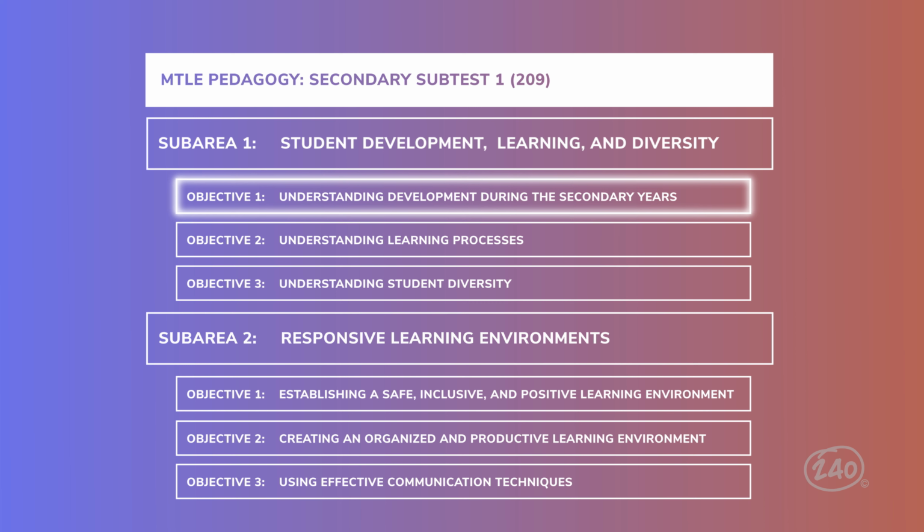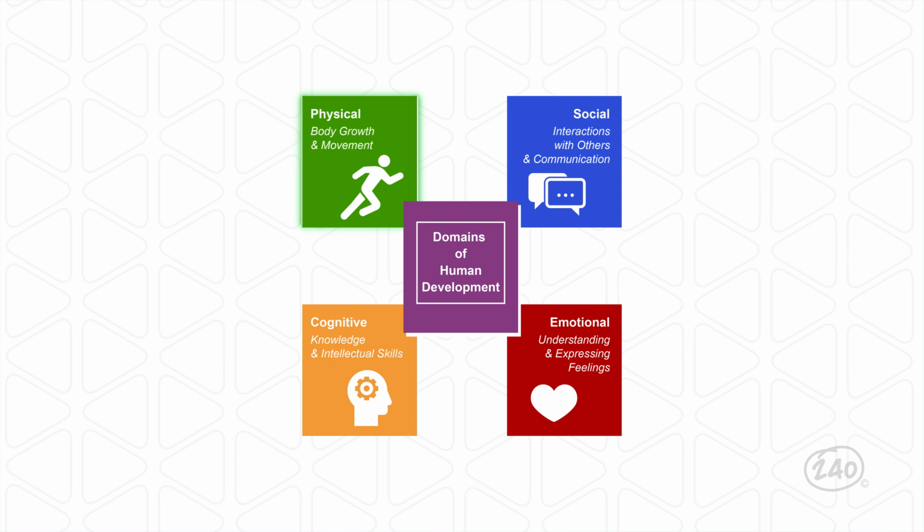This sub-area focuses on understanding the development of students during their secondary years, including their physical, social, emotional, moral, and cognitive development. This objective is all about understanding students' development during the secondary years. How can you provide learning opportunities that support them? You should know the general patterns of how humans develop, from early childhood to early adulthood. There are four main domains of development: physical, body growth and movement; social, interactions with people and the environment; cognitive, knowledge and intellectual skills; and emotional, processing and understanding feelings.